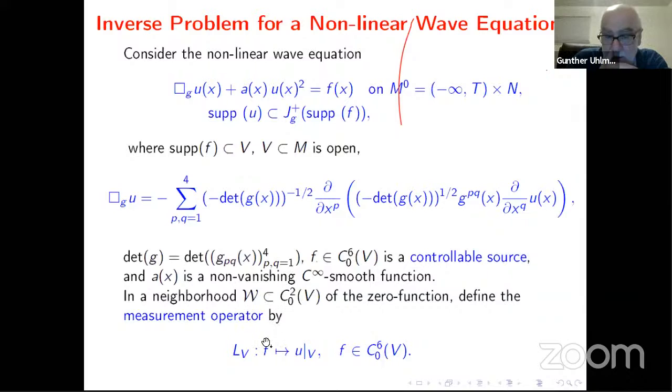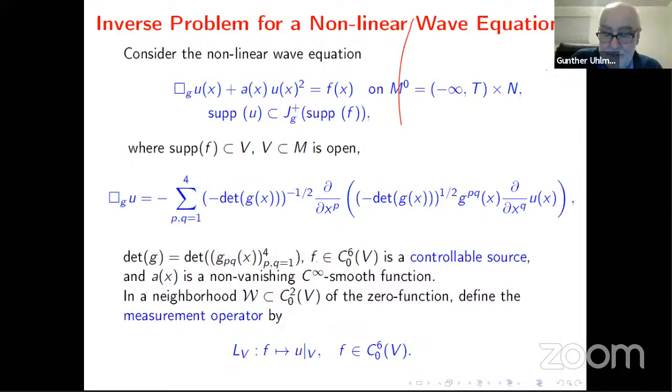And what we're going to measure is the source to solution map. So we're taking the source f on the right-hand side of the equation, and we're going to measure the solution in the region of observation. The question is, can you recover the metric from that information? Again, a is going to be nonzero always, so we always have a nonlinearity in the equation. Because if a is equal to zero, we don't know how to solve this problem, because the metric will be dependent on time and we cannot apply the Belishev-Kurylev result.